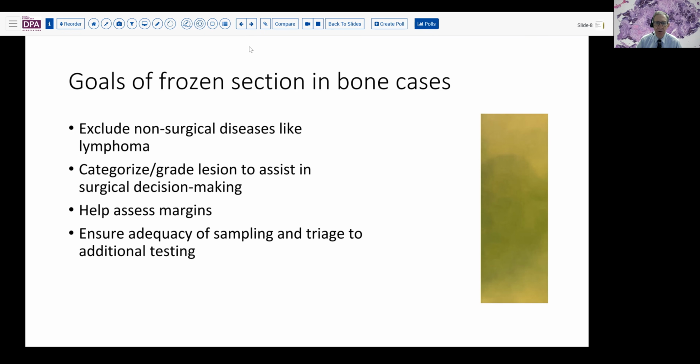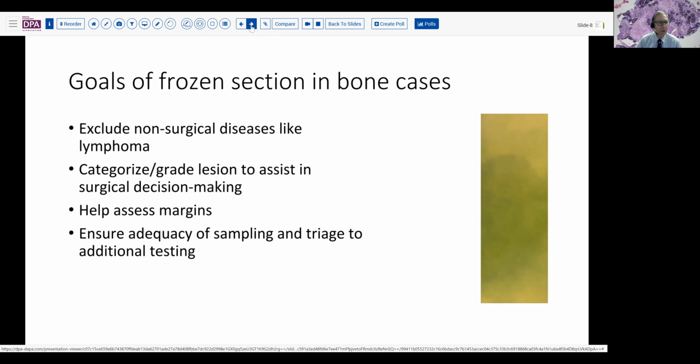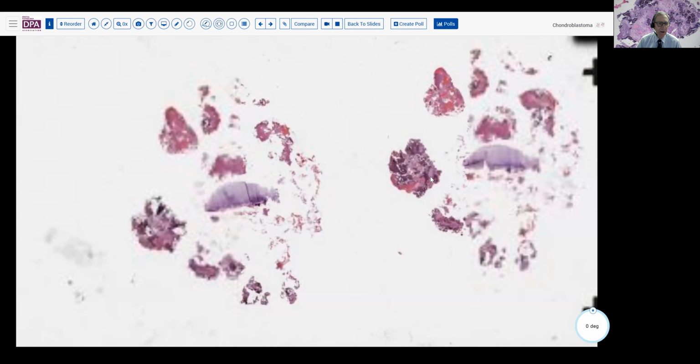Even though we may not be able to differentiate an osteoblastoma from a chondroblastoma from a giant cell tumor on frozen section, we can differentiate lymphoma from most bone-forming lesions and so forth. So with that thought in mind, let's take a look at the permanent sections from this case, a little bit better preserved.